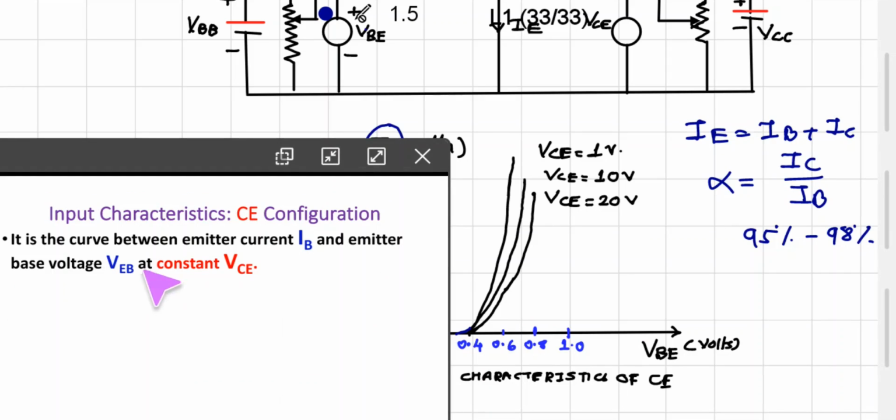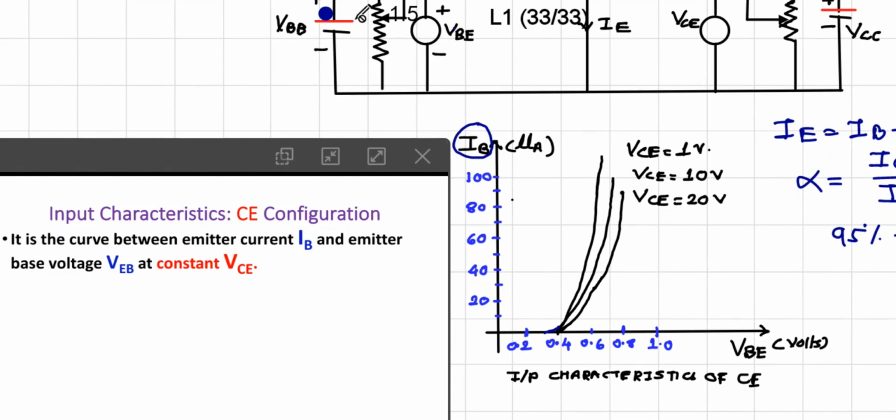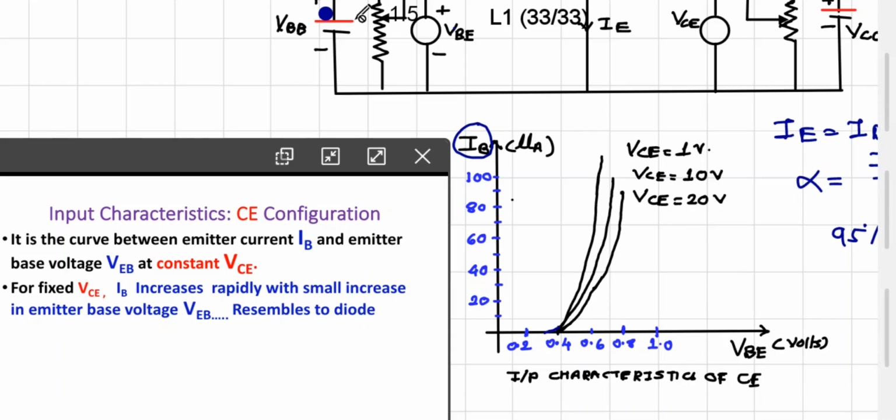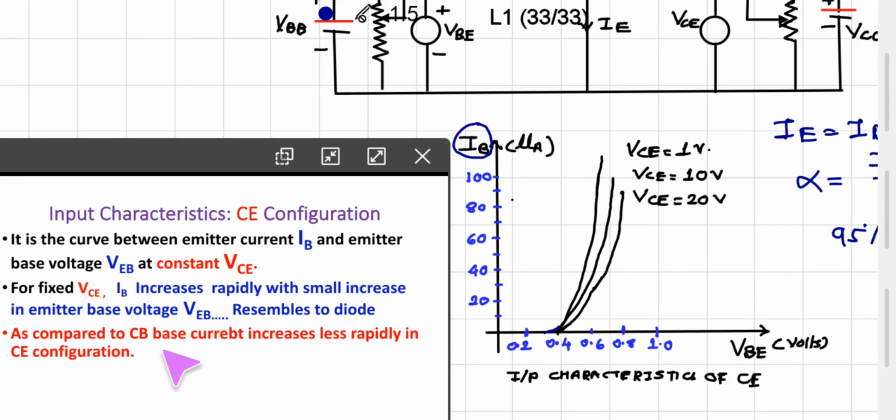So here it is the curve between IB and VBE at constant VCE. For fixed VCE, IB increases rapidly with a small increase in emitter-base voltage VBE, and it resembles the diode characteristics. As compared to the common base configuration, current increases less rapidly in common emitter configuration. So here you see that the current is in microampere.